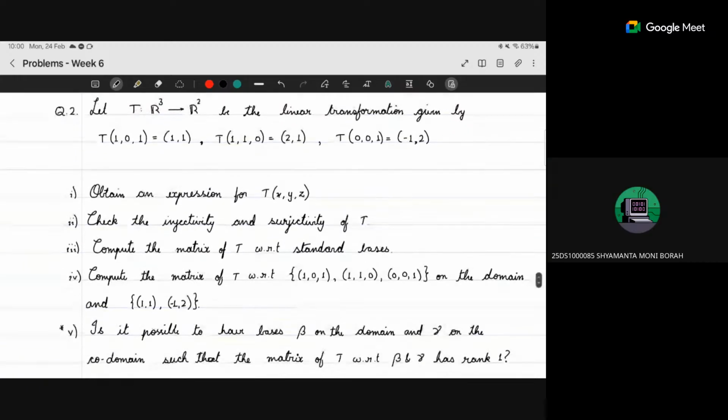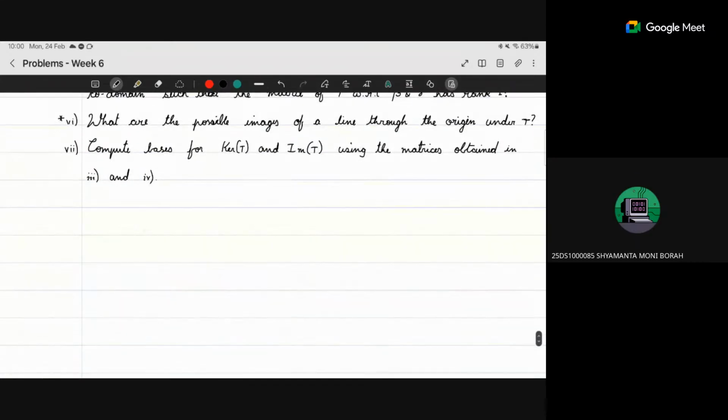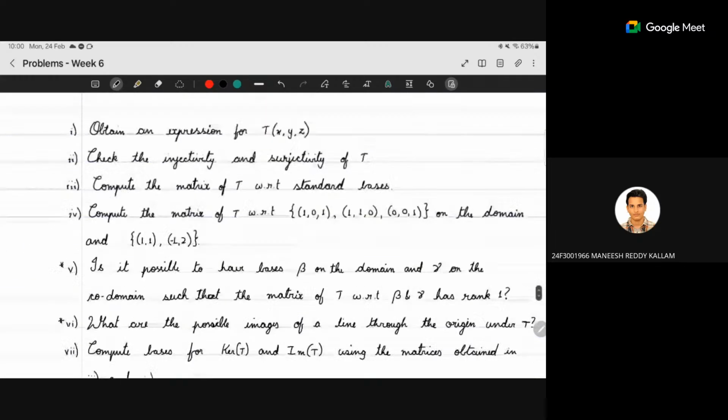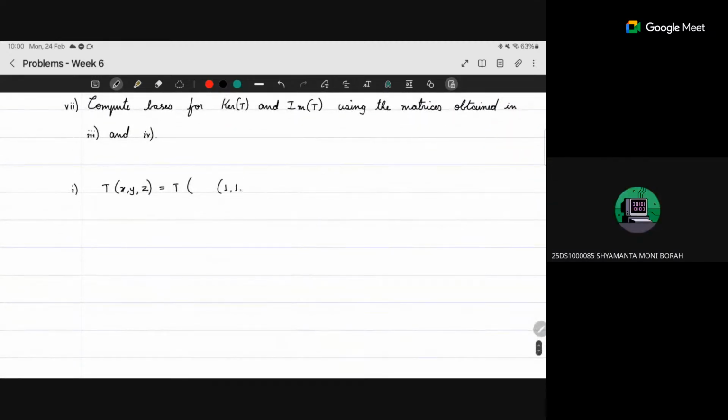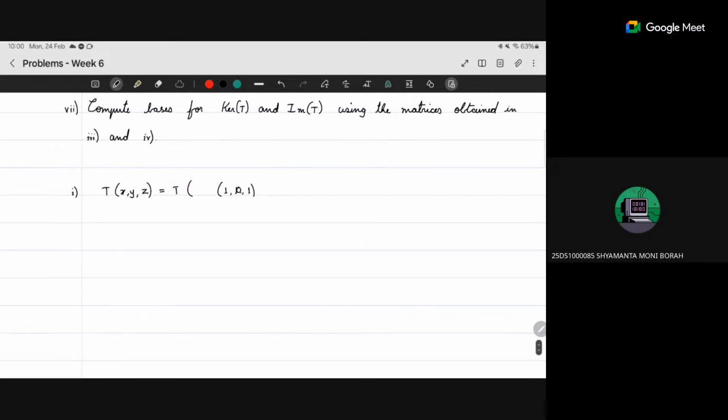Now, how to obtain an expression for T of x, y, z? By taking alpha, beta, gamma and solving for them, sir. Yeah, so this would be T of something times, what was it, 101, 110? So 101, plus 110, plus 001.